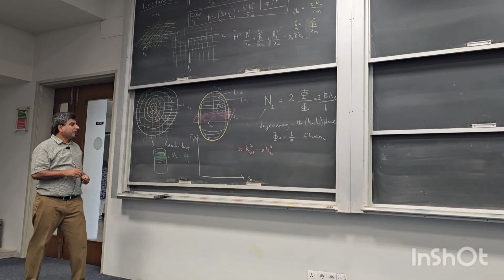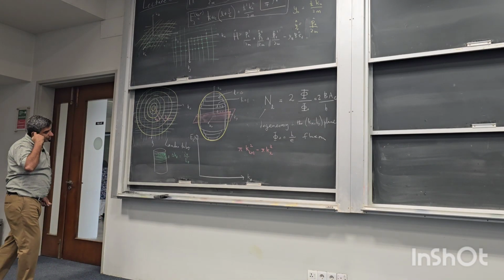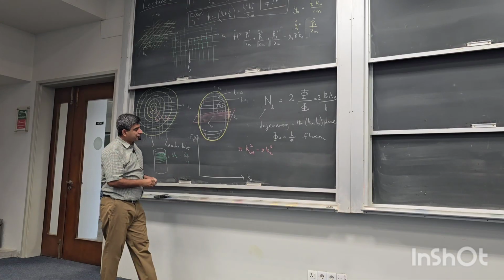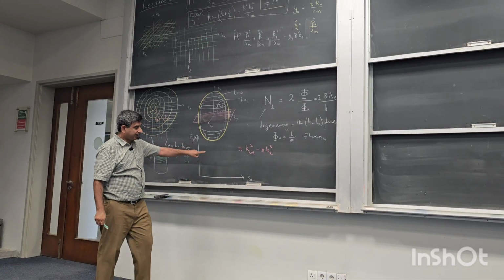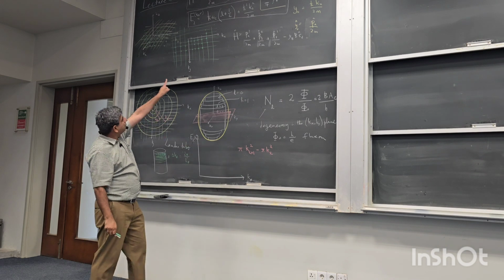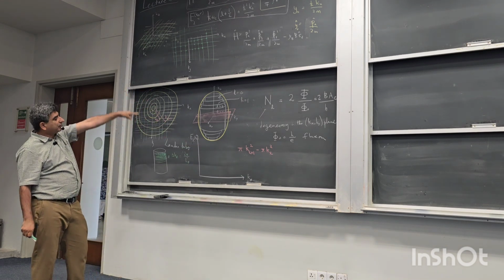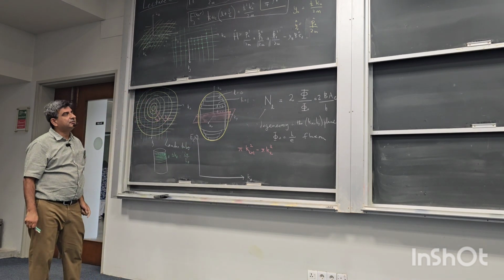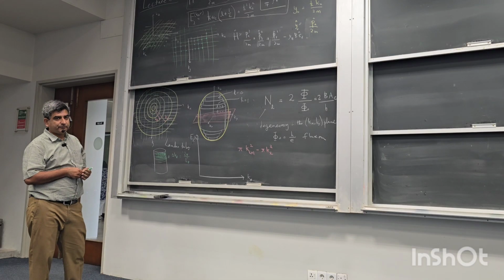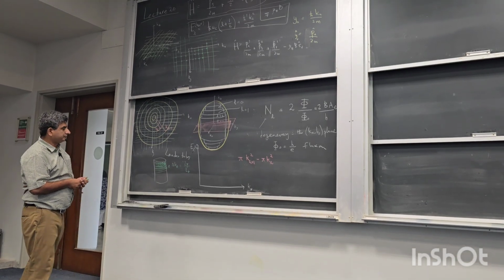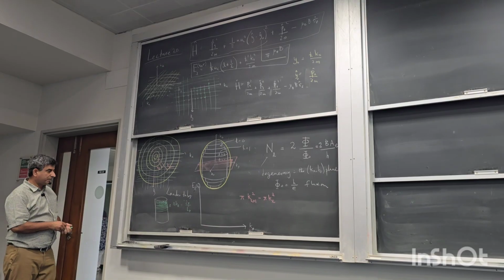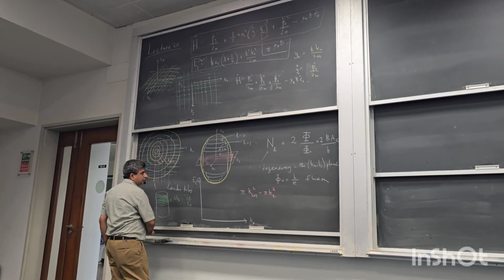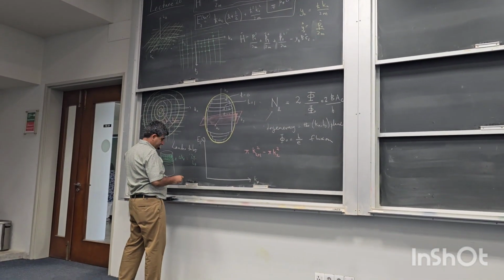Now what I would like you to appreciate is that if I were to draw a graph between EL and kz, if I look at my dispersion relationship, what kind of graph would this be? It will be a parabola. So this will be a parabola.